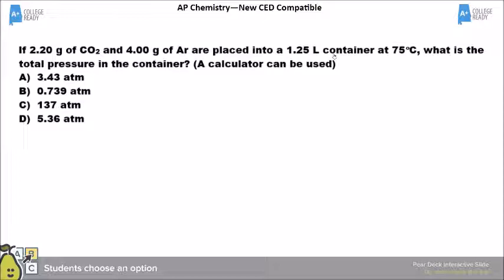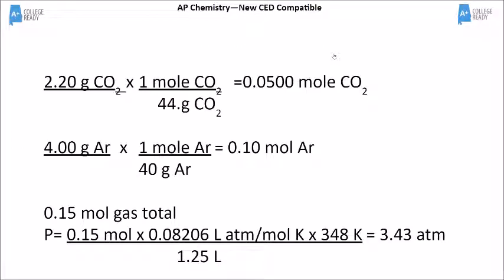So let's first work out how many moles of gas each one has. If we take 2.2 grams and divide it by the molar mass, we get 0.05 moles of CO2. If we take our 4 grams of argon and divide it by its molar mass, we get 0.1 moles of argon. That means in total we have 0.15 moles of gas, the argon and the CO2 together. So if I plug that into PV equals nRT and solve for P, I'll get the setup on the bottom and I get the answer 3.43 atmospheres.